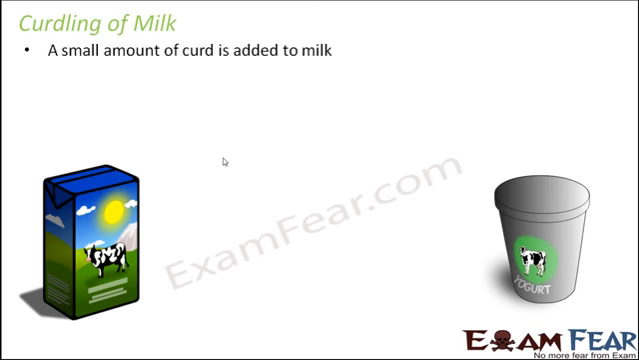So what happens is a small amount of curd is added to the milk for the formation of new curd. This small amount of curd is often termed as the starter, because without this small amount of curd you cannot prepare curd from milk. So this is needed. It starts the process of curdling, and that is why it is called starter.